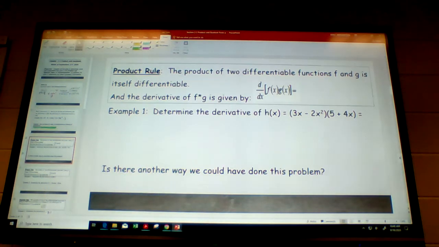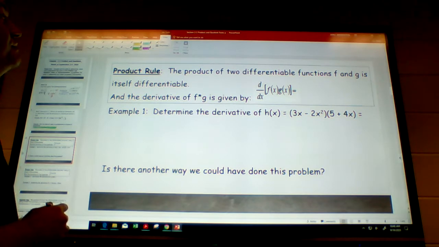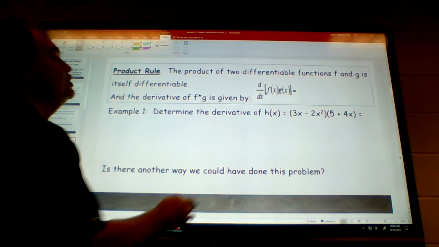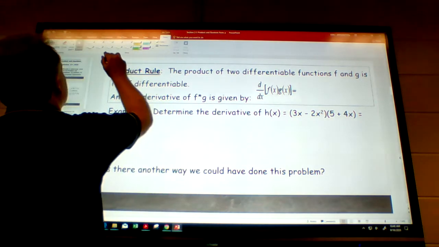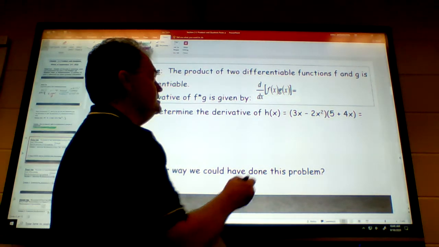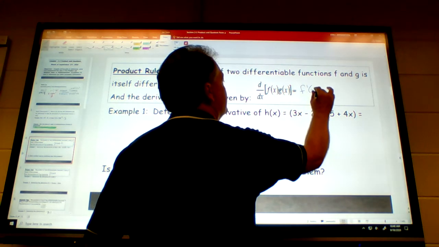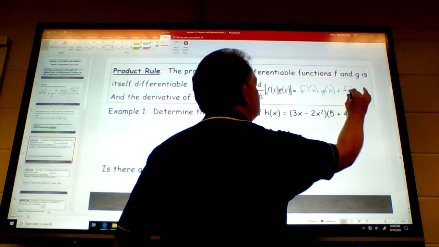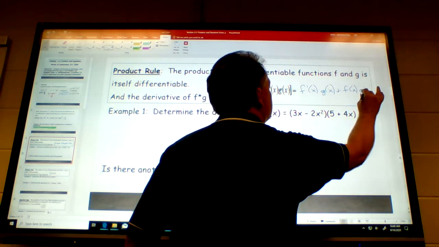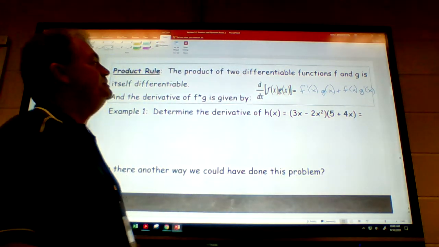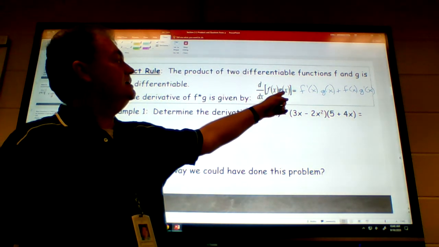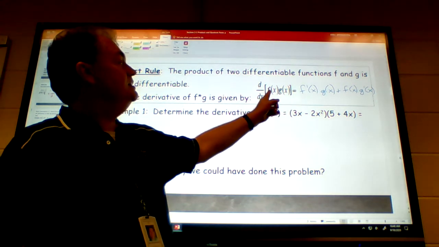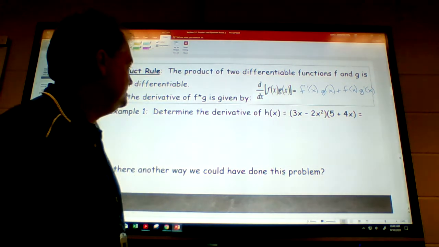All right. So the product rule. The product of two different functions, f and g, is itself differentiable. So the derivative with respect to x of f of x times g of x is as follows. It is f prime of x times g of x, plus f of x times g prime of x. So in other words, we derive f times g of x plus f of x times g prime of x.